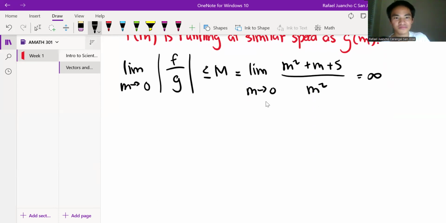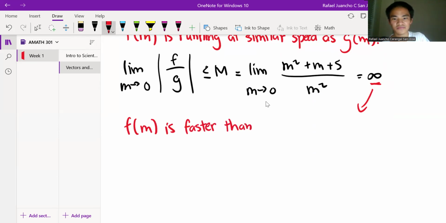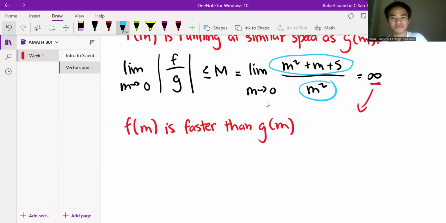Now, what does that mean? What does that entail? Well, if it's infinity, then actually f of m is faster than g of m. But obviously, as m gets smaller and smaller and smaller, we can definitely see the difference between these two. This is obviously greater than this one if we make m super, super small.